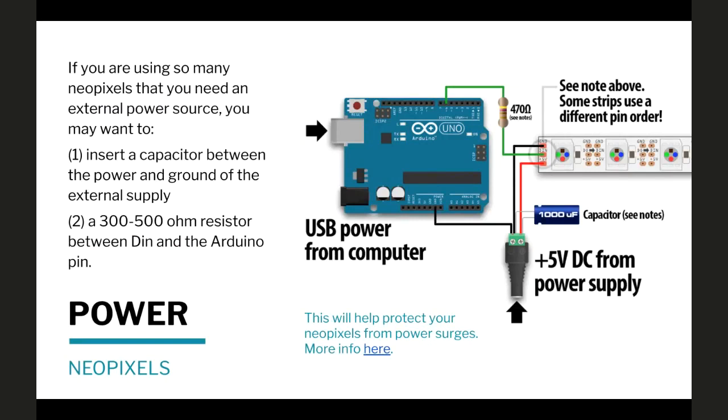If you have many, many NeoPixels, you may not be able to power them all through the voltage and the current that the Arduino can put out. So you can add an external power source, either from a 9-volt battery, from a power supply, or from the LiPo batteries. If you do this, it's best practice to put a capacitor across the power and ground lines to prevent any damage that would occur through a power surge to the strip. And then you want to put a 300 to 500 ohm resistor between the power and the Arduino.